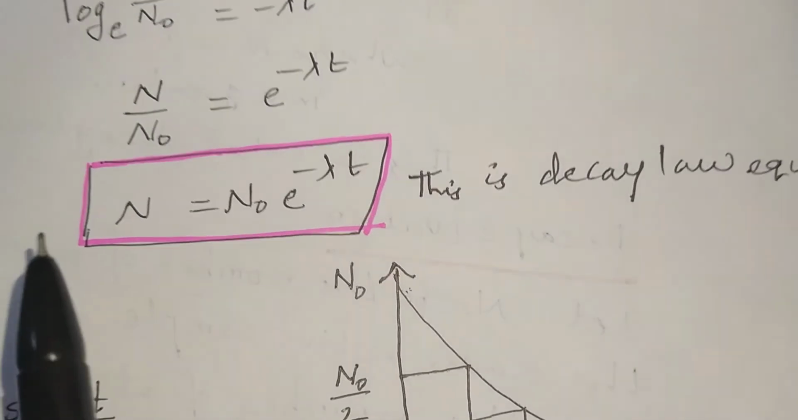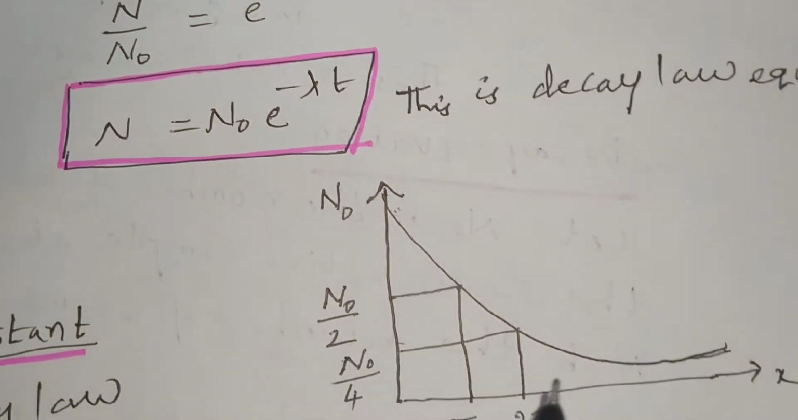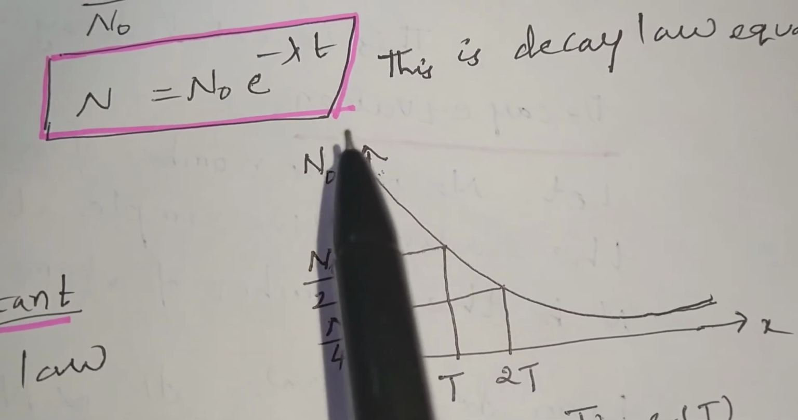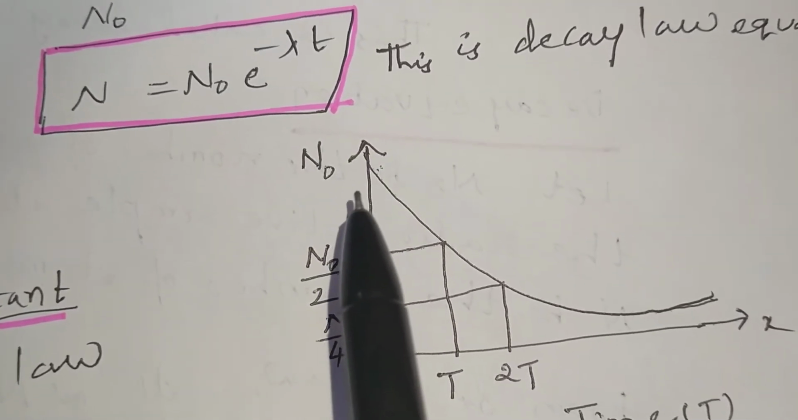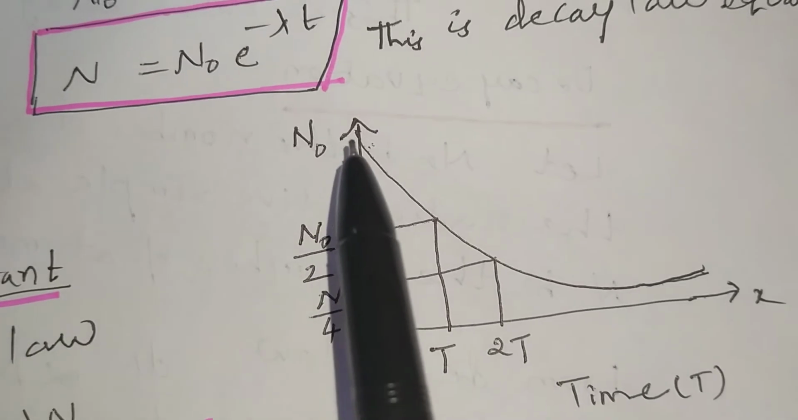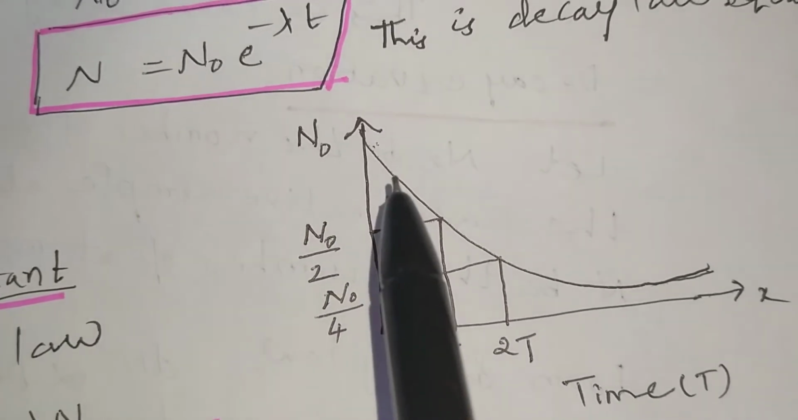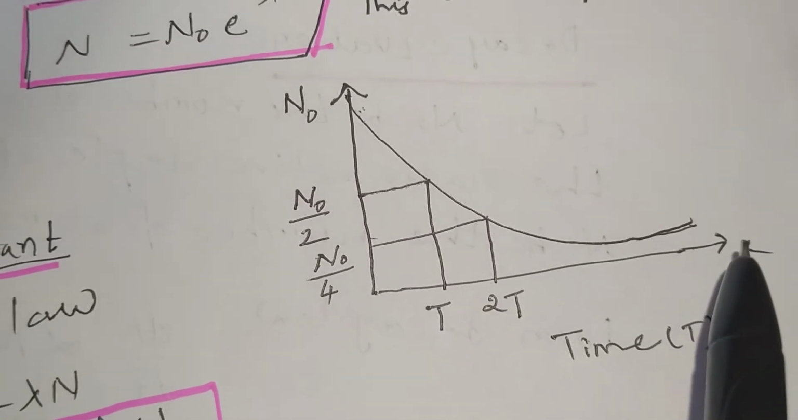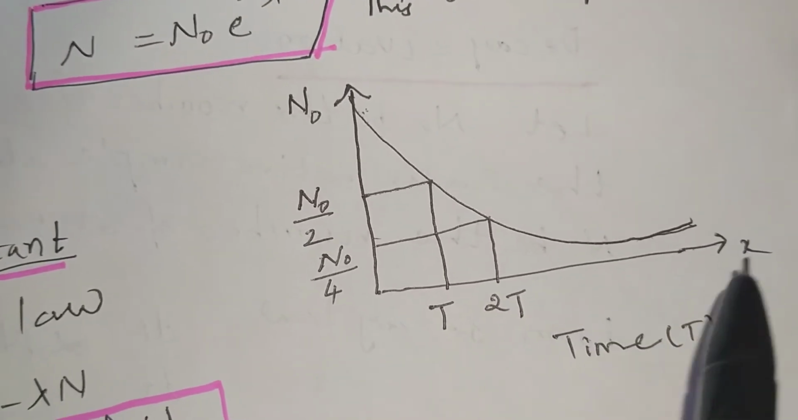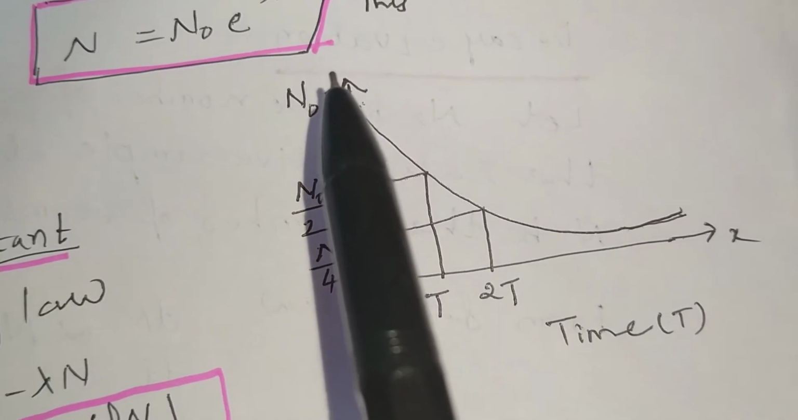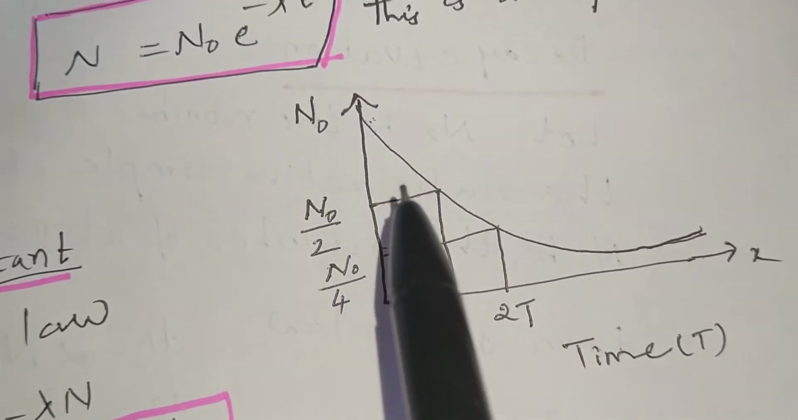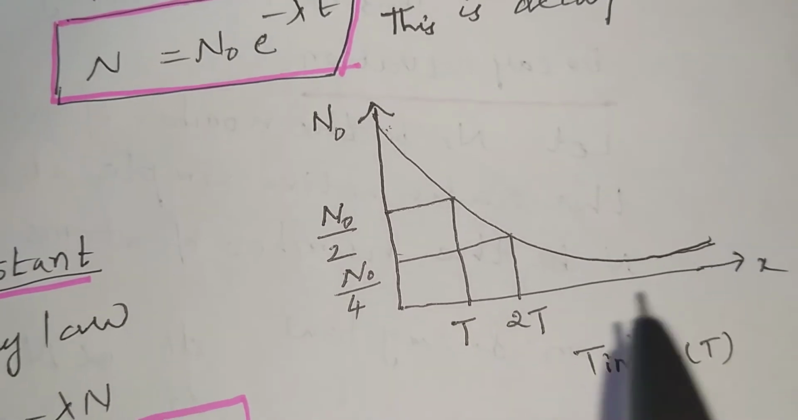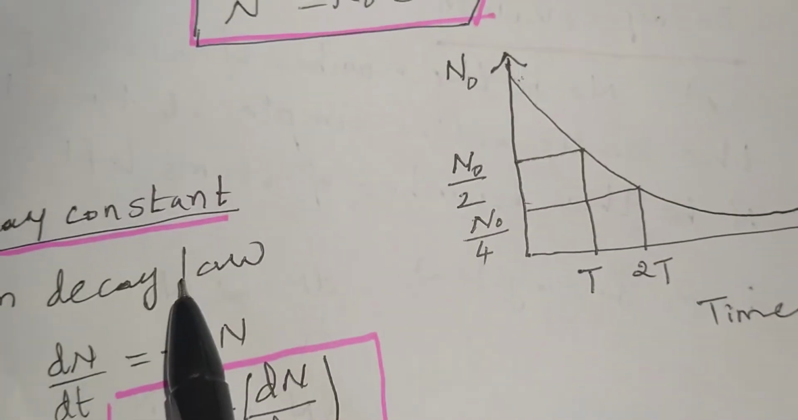The decay equation shown in the graph tells us that the radioactive substance decreases exponentially with time. As time increases, the radioactive substance disintegrates exponentially. So this is the conclusion from this graph.